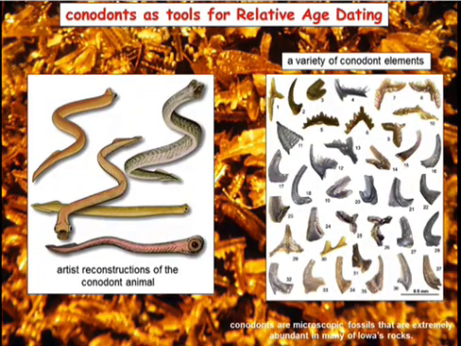The conodont is one of the best of these index fossils and is used for identifying the relative ages of marine sedimentary units. The animal lived between the late Cambrian, about 500 million years ago, through the Cretaceous, 65 million years ago, and is used extensively for dating rocks of that period.